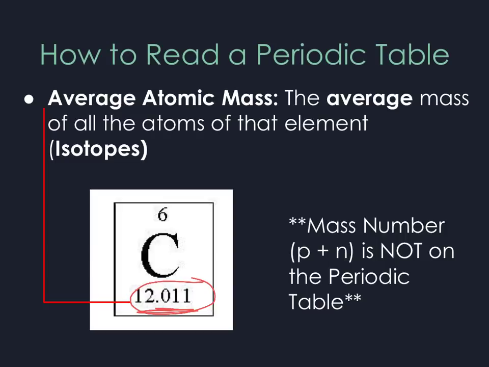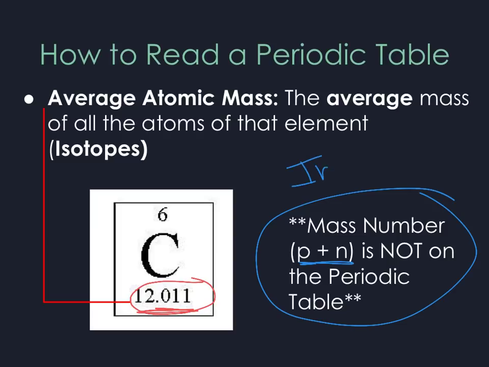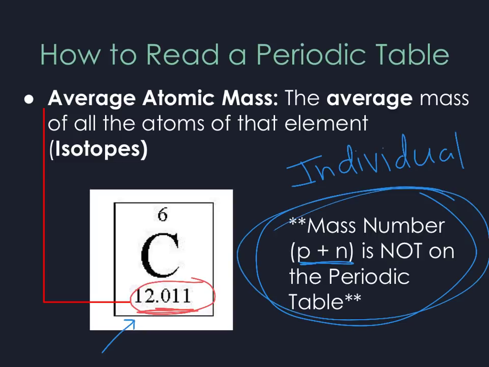So I want to point out to you that the mass number that we talked about with the isotopic symbol, the protons plus neutrons, is not the same thing. The mass number is for an individual atom. We can only use that to talk about individual specific atoms. And this number here, the average atomic mass, is for the average of all carbons that exist. Okay? There are 2 different things, and the mass number is not on the periodic table.